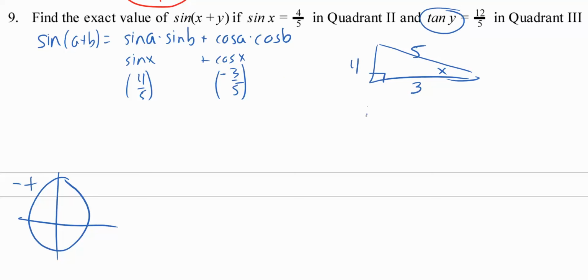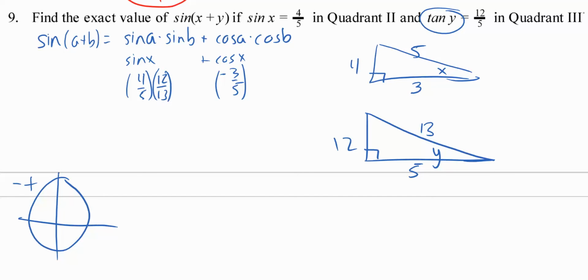angle y. We draw another triangle, and the tangent of y is opposite over adjacent. And then Pythagorean theorem says that the hypotenuse is 13. So the sine of y is 12/13. And what quadrant is that in?